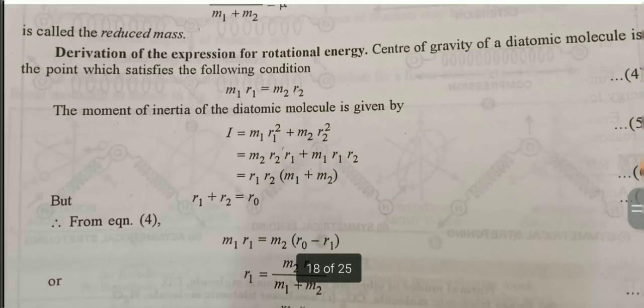Derivation of the expression for rotational energy. The center of gravity of a diatomic molecule is the point which satisfies the following condition: M1 R1 is equal to M2 R2. The moment of inertia of the diatomic molecule is given by I equals M1 R1 square plus M2 R2 square, which is equal to M2 R2 R1 plus M1 R1 R2, which is equal to R1 R2 into M1 plus M2. But R1 plus R2 is equal to R0.